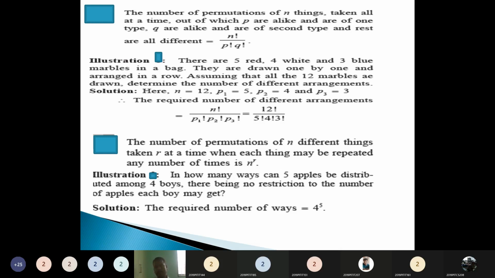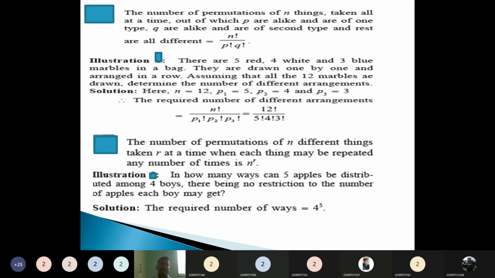Similarly for any value, 12 factorial means 12 into 11 into and so on down to 1. And keep it in your mind, 0 factorial is equal to 1, not 0. 1 factorial is also equal to 1. Those things you should remember.